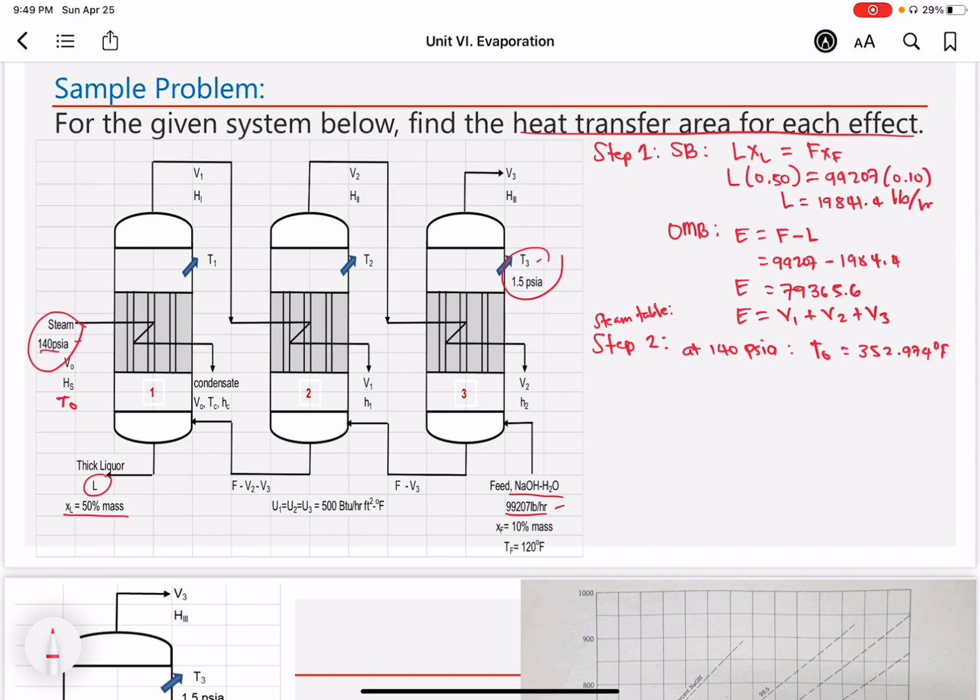And next is at T3. I could now get T3 at 1.5 psia. Your T3 is given at around 115.349 degrees Fahrenheit. Okay, so you get T3, you know that already, and T sub 0.